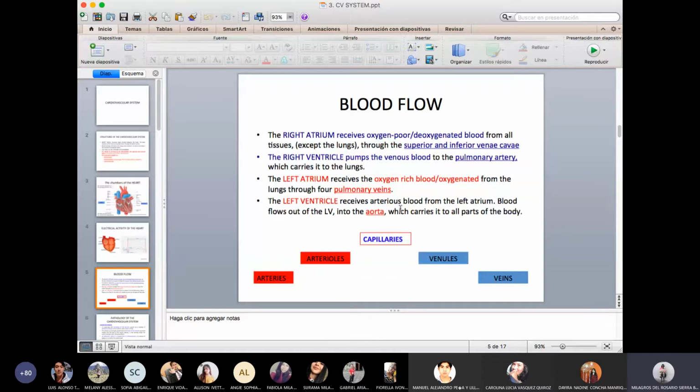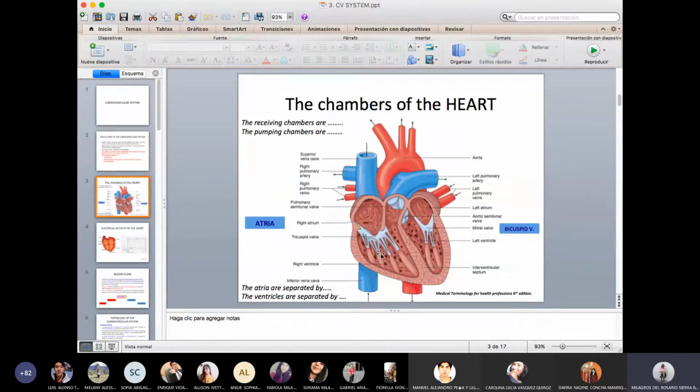What I forgot here is to talk about the valves. Do you remember which one is the mitral valve? Is it the left heart or the right heart? The right heart? No, the mitral valve is from the left heart. It's the bicuspid valve. And the tricuspid valve is from the right heart. Okay.